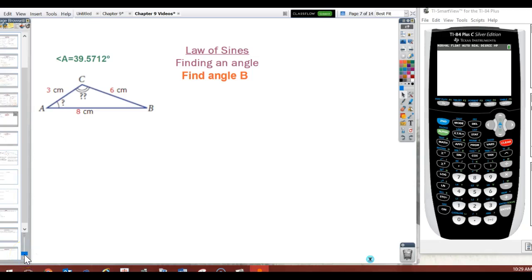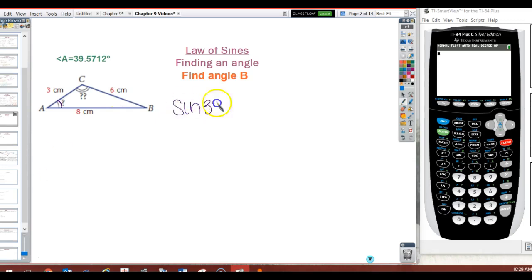In this problem, I'm going to use the law of sines to find angle B. So I'm going to use this given information. And so I know that angle A is 39 degrees, and I know side A. So I'm going to go ahead and start with that.